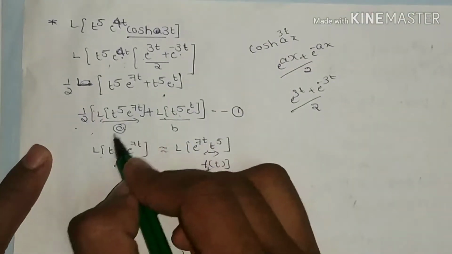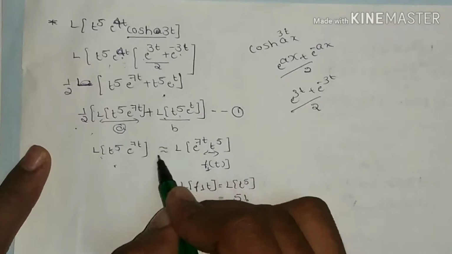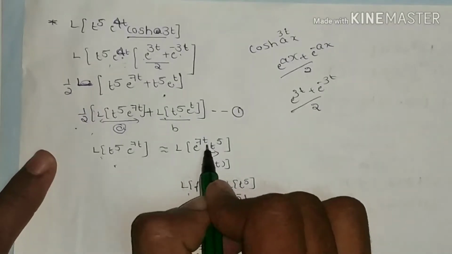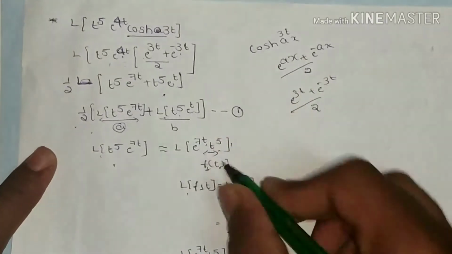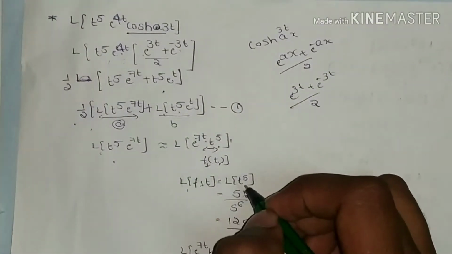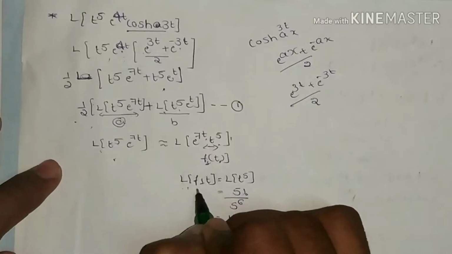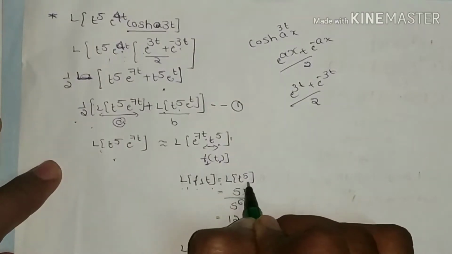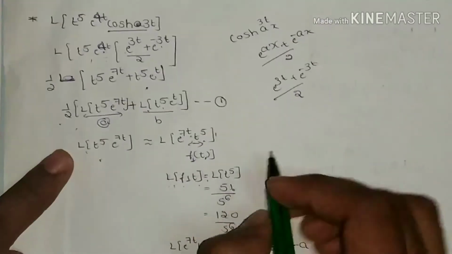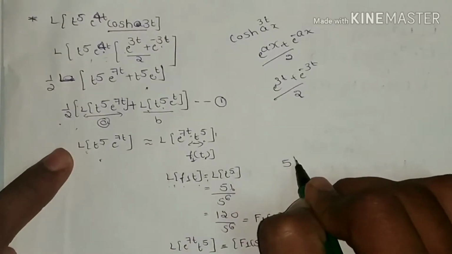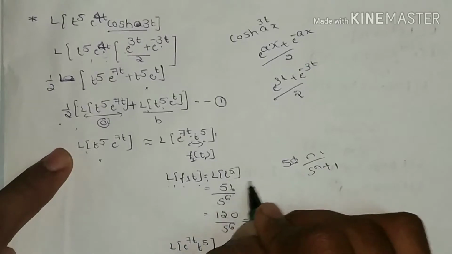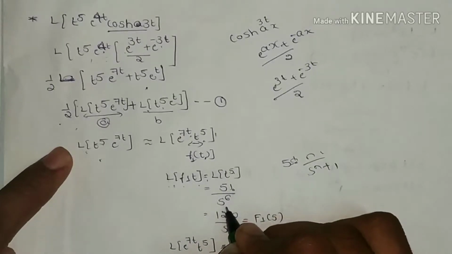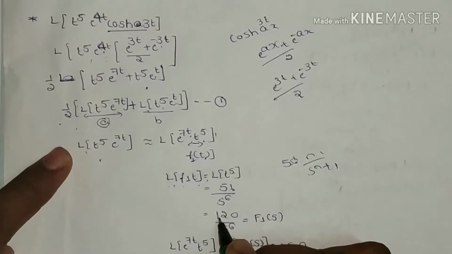Consider the first term, that is Laplace transform of t raised to 5 e raised to 7t. This is similar to Laplace transform of e raised to 7t into t raised to 5. That is called f1 of t, because f1 is easy to solve. Laplace of f1 of t is equal to Laplace of t raised to 5. Laplace of t raised to n, n a positive integer, is n factorial divided by s raised to n plus 1. Here n is 5, so 5 factorial divided by s raised to 6. It becomes 120 divided by s raised to 6, that is called f1 of s.